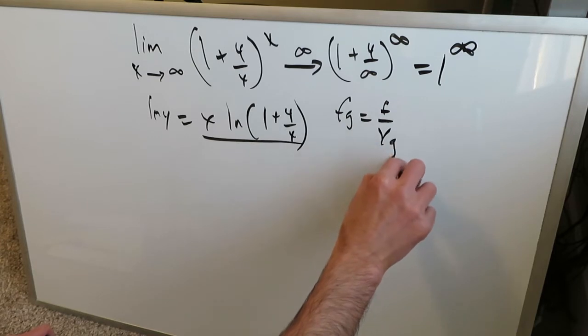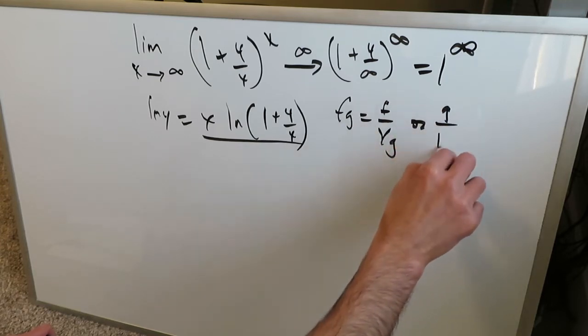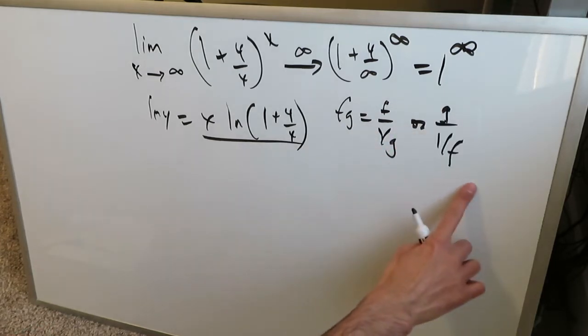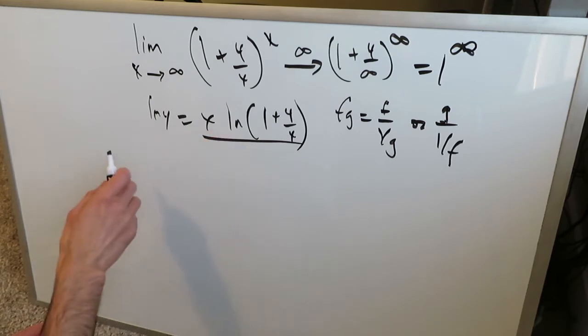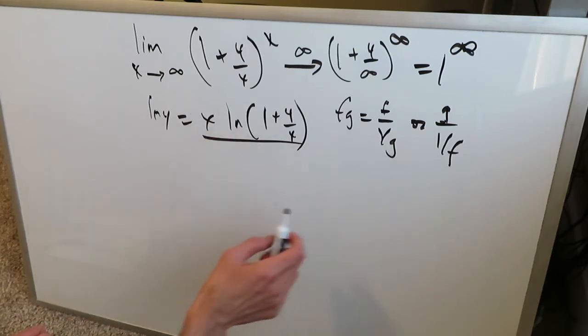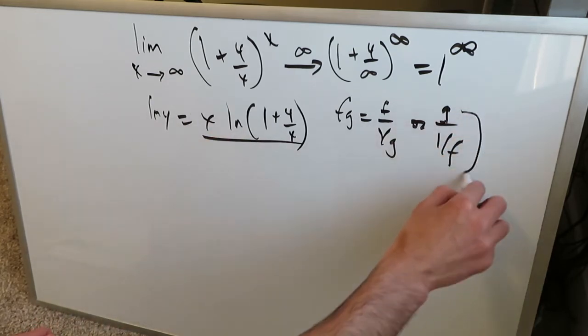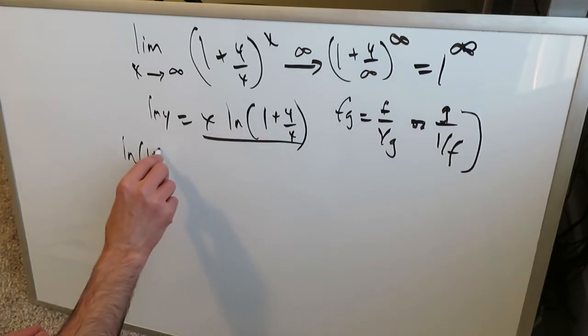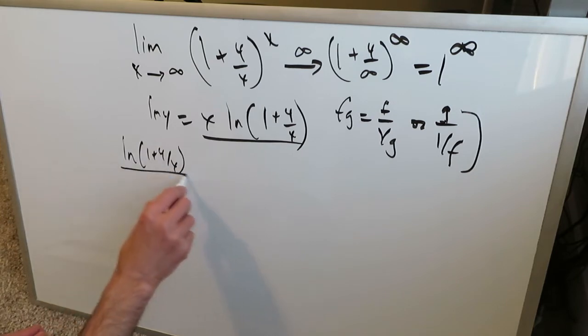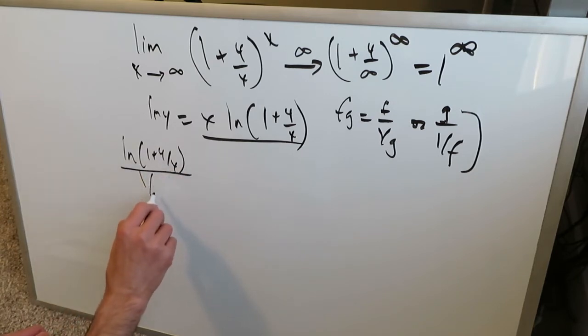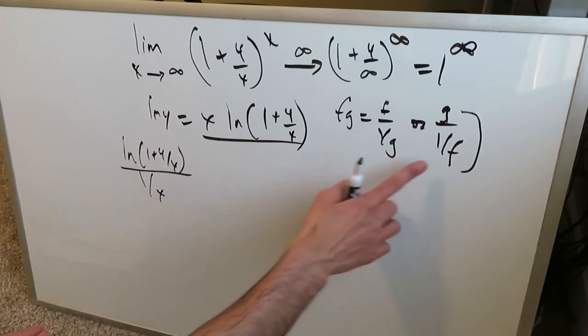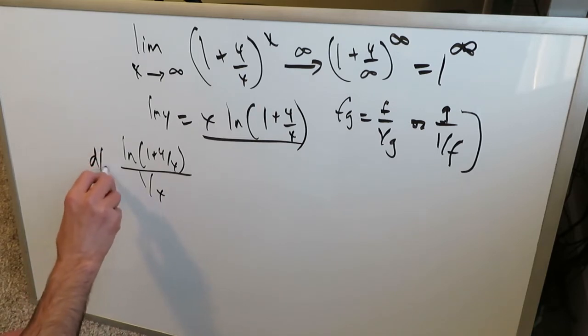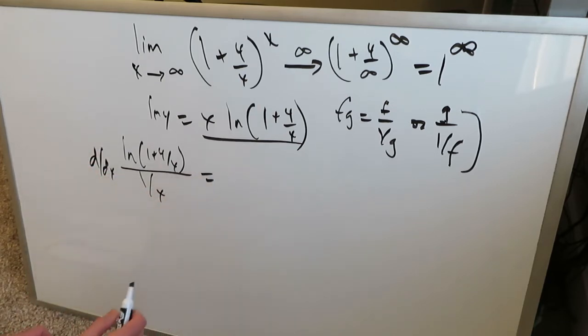We have to use one of these schemes, and I want to use this scheme over here, where I keep the natural log in the numerator. I'll do natural log of 1 plus 4 over x. I have to do the derivative of that, and then the derivative of 1 over x, because it's always 1 over that function. We'll do the derivatives of the numerator and the denominator and see what we get.